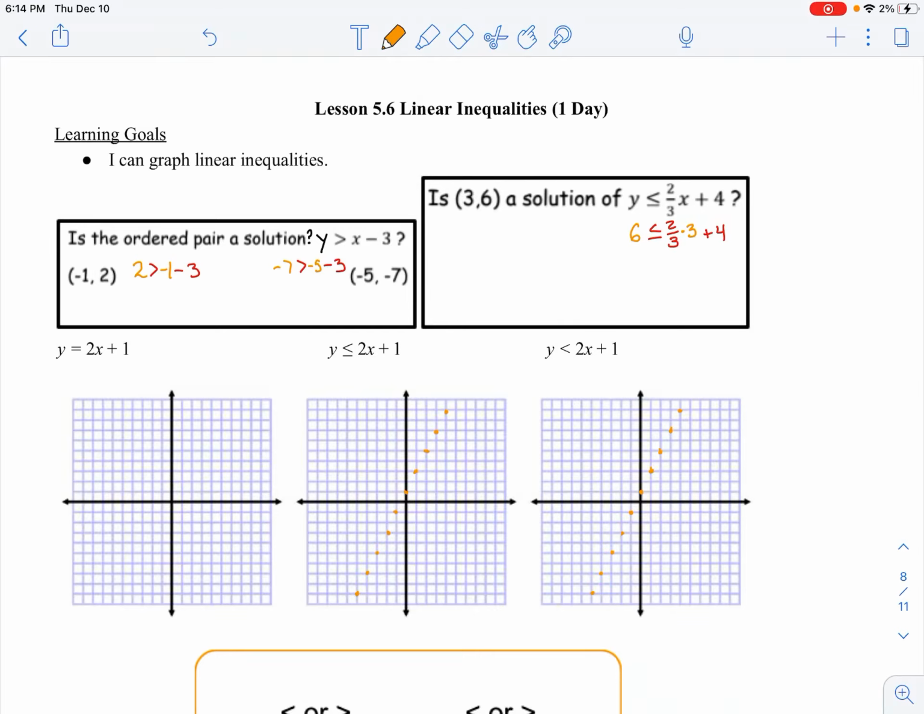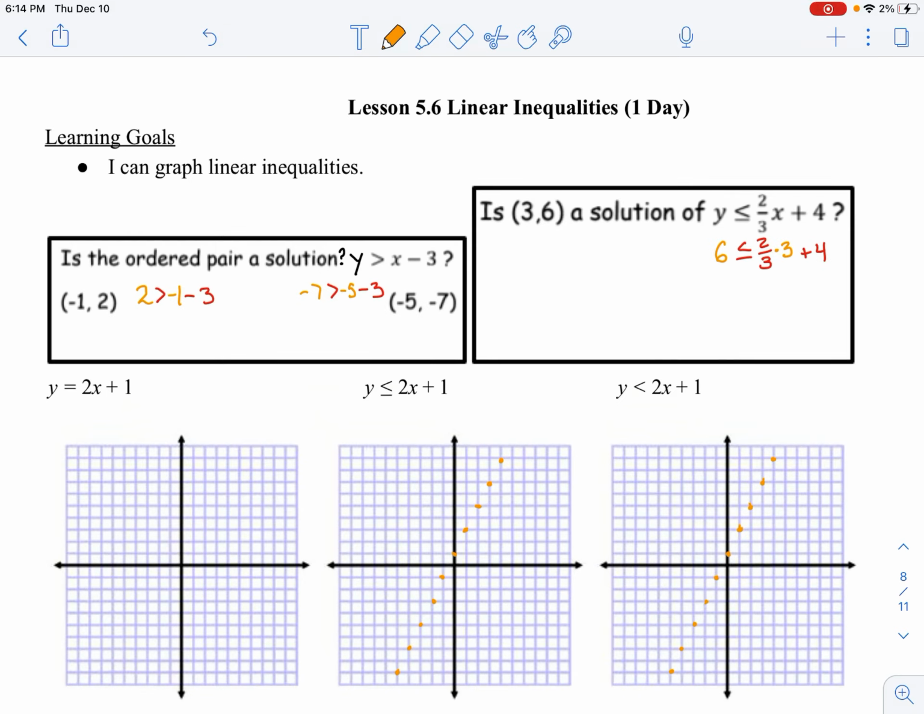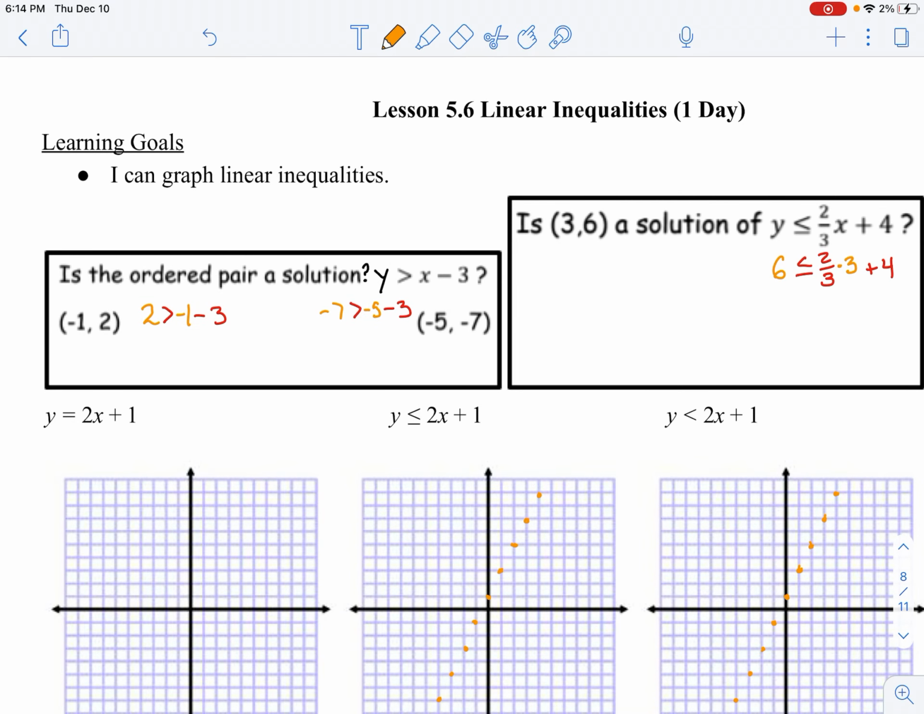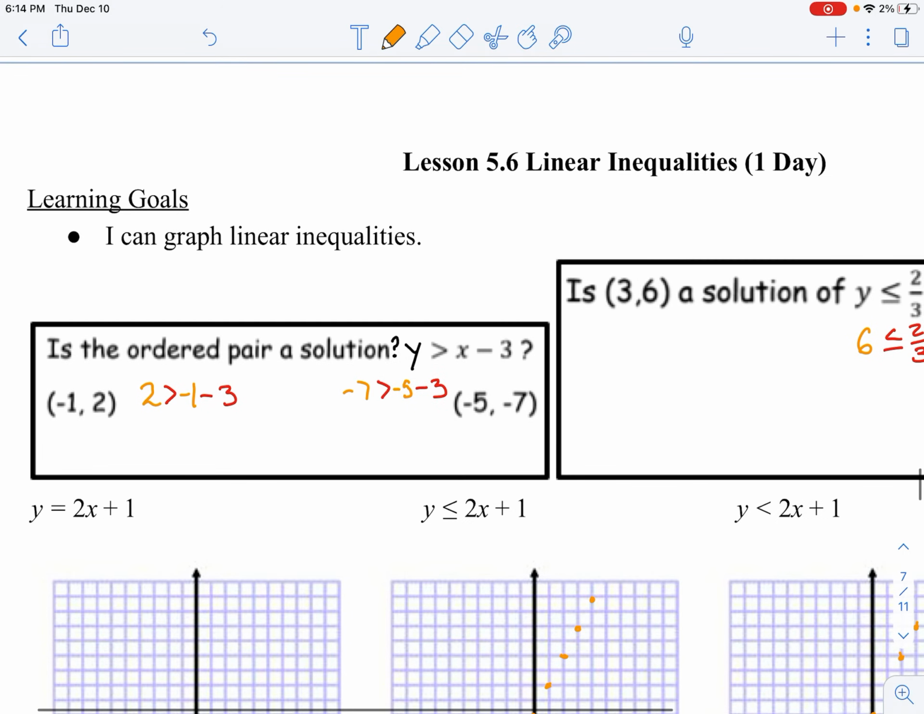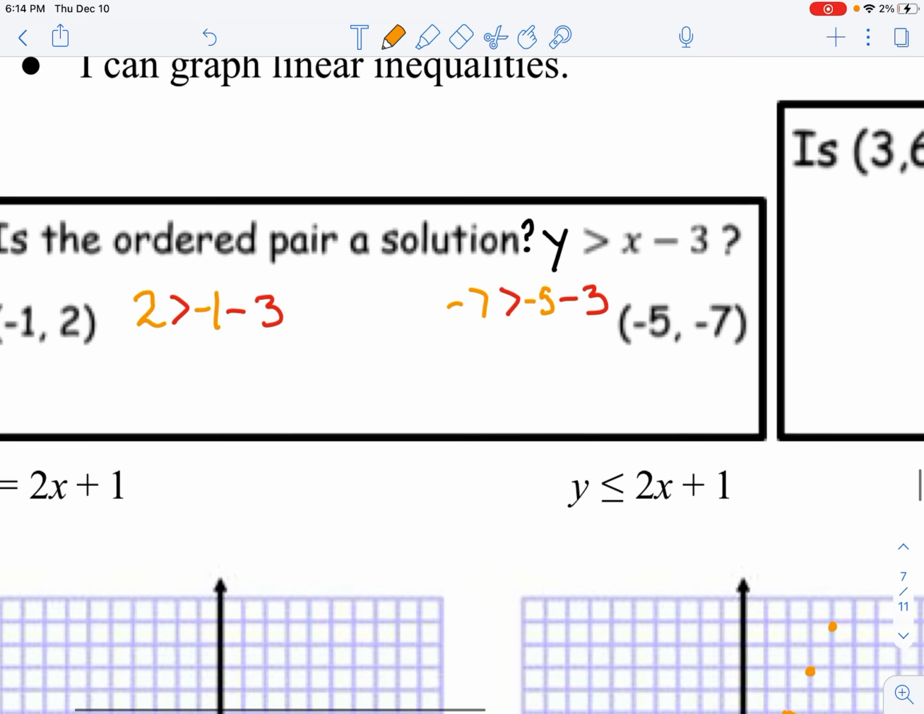Today we are working on 5.6 linear inequalities. I've already got some stuff written out on here, so we're going to try to go pretty quickly through some of the introductional stuff, and we're going to get right into it. So our learning goal is that we can graph linear inequalities.